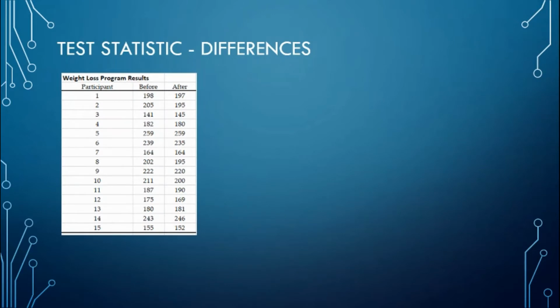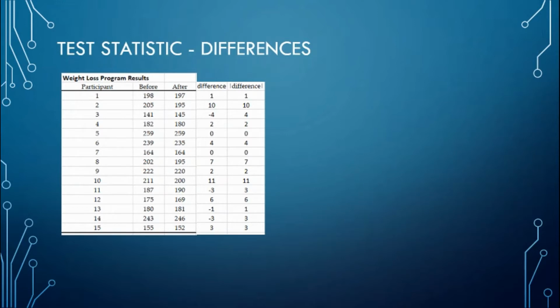Here's our data again, and we want to find the difference between each pair, so that will be before minus after in each case, and we'll list it along with its absolute value. So our difference here we see is 1 for participant 1, and so the absolute value will be 1, obviously. For participant 3, our difference is negative 4, and so the absolute value will be 4. Again, note the two pairs that have no difference here. We will be omitting them going forwards.